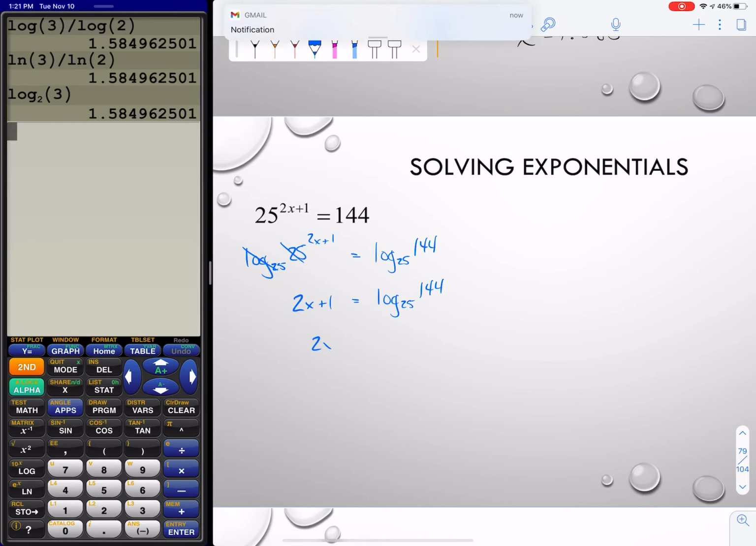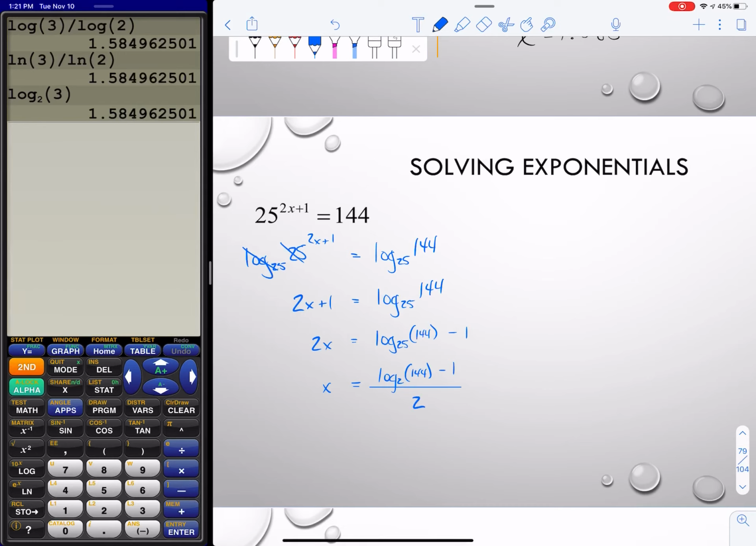So we're going to subtract the 1. Remember, order of operations, exponentials and logs come well before. So here I have the log base 25 of 144 minus 1. One thing that might not be a terrible idea is to use some parentheses, because it's the log base 25 of 144. Closing those parentheses explicitly tells you that that 1 is outside and not a part of the logarithm. When I divide by 2, I get log base 25 of 144 minus 1, all divided by 2.